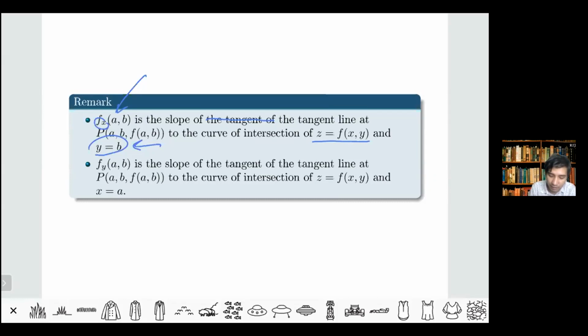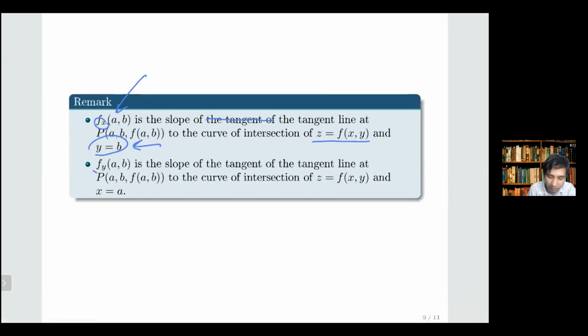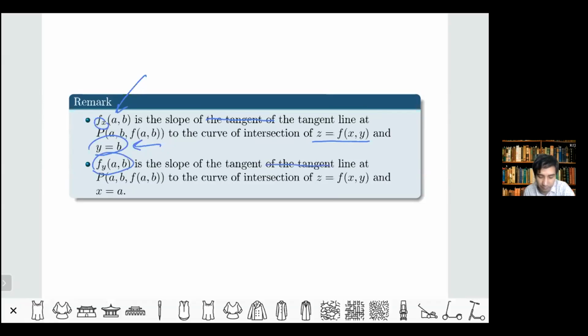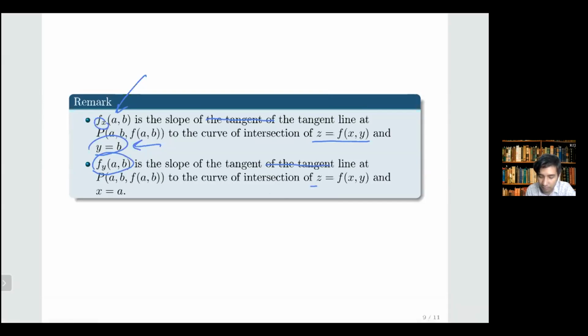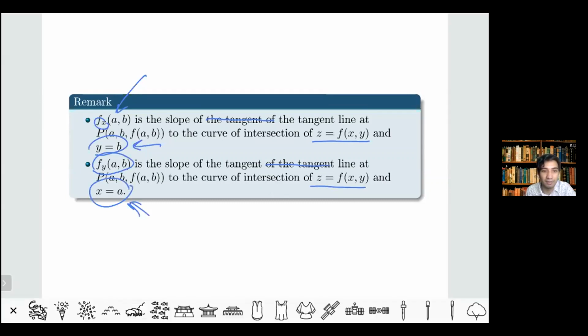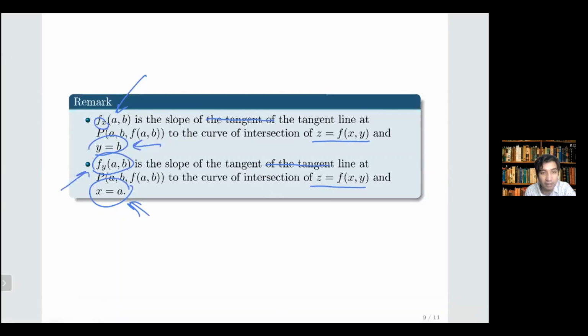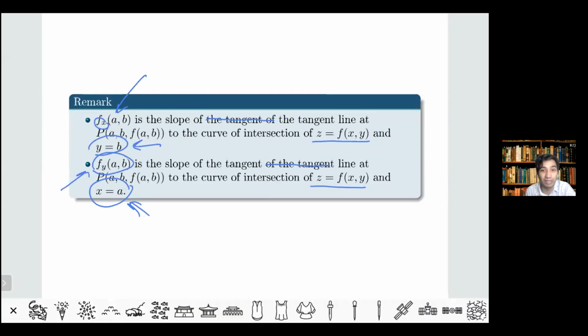Similarly, f sub y of (a, b) is the slope of the tangent line to the curve of intersection of z equals f of (x, y) and x equals a. Again, here we fix x equals a. Since x equals a is fixed, our derivative is now the partial derivative with respect to y.